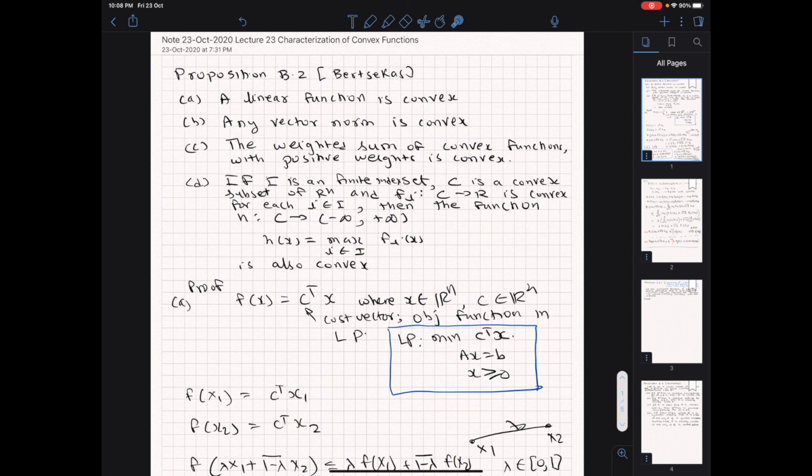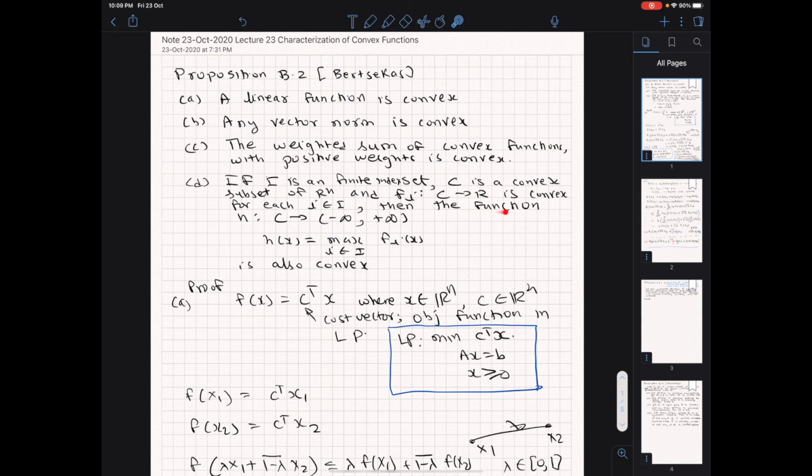Now the last one, let me look at the last one. If I is a finite index set, actually in the book there is nothing said like that, but I have restricted it for our discussion to a finite index set. So that means 1, 2, 3, 4, maybe 5 or something like that. C is a convex subset of Rn, and fi, the function from C to R, is convex. Each fi is convex.